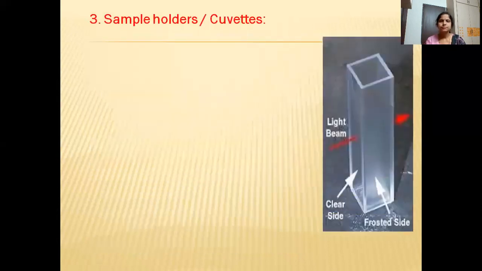Then sample holders. Cuvettes are the sample holders. They are made of glass. You can see two opposite sides are clear, and the other two opposite sides are frosted. That means if you touch the frosted surface, it will be rough, whereas the clear sides are smooth. The light is passed through the clear sides. So when you place the cuvette into the colorimeter, or the cell holder, you have to see that the light passes through the clear side, not the frosted side.